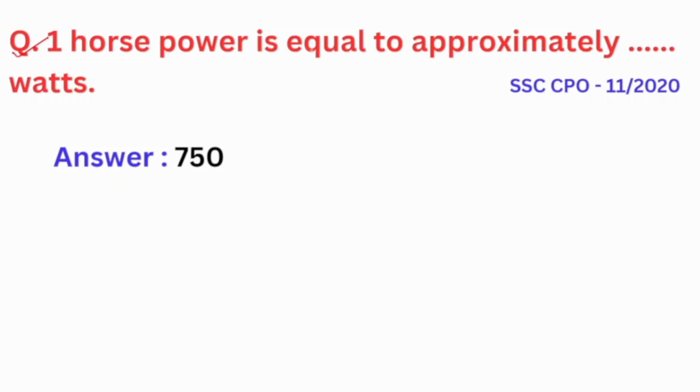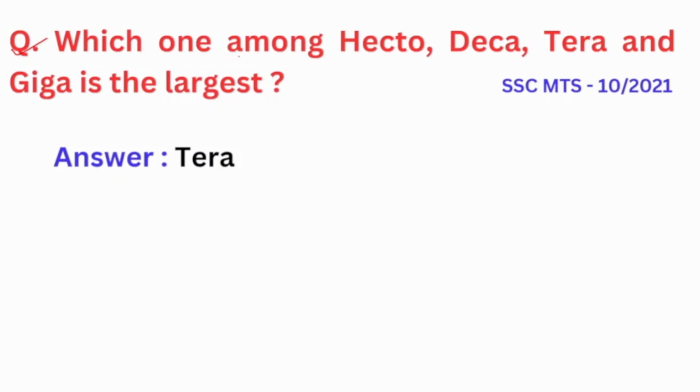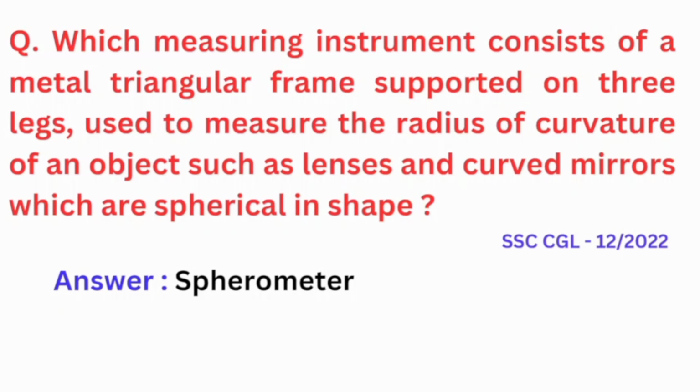Next is 1 horsepower is equal to approximately how many watts? 750 watts. Which one among hectare, deca, tera and giga is the largest? The answer is tera, because tera's value is 10 to the power 12. Giga has the value of 10 to the power 9. Hectare has a value of 10 to the power 2 and deca has a value of 10 to the power 1.